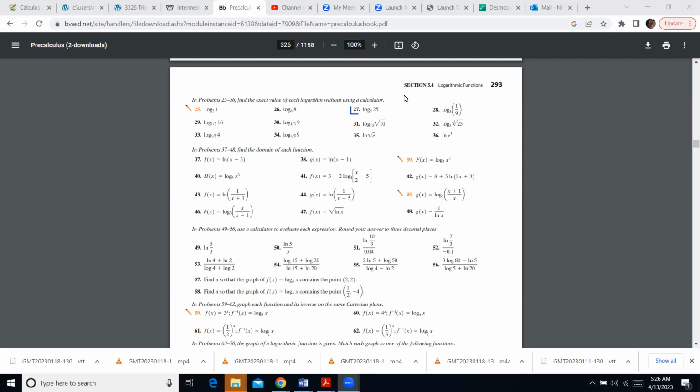So for exercise 27, we need to rewrite the logarithm using exponent, which means that I need to think about my base 5 raised to the power, which is my logarithm, to produce 25. And the power of 5 should be 2 because 5 squared is 25.